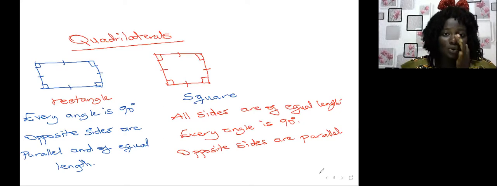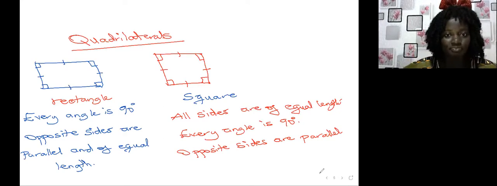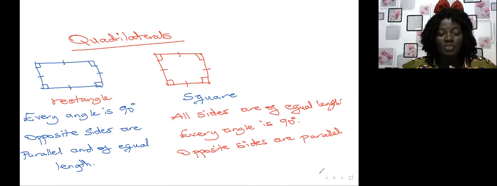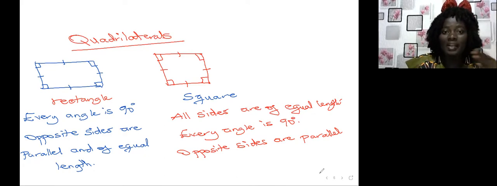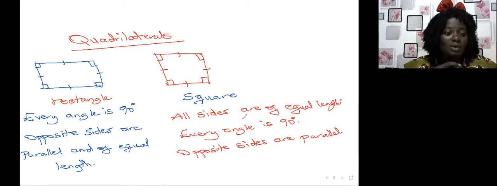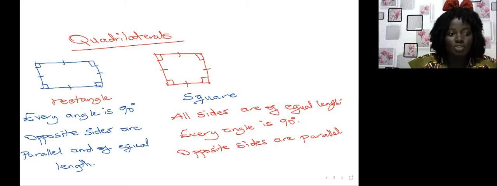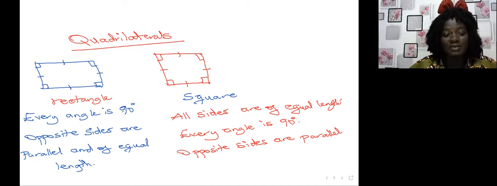Then we come to quadrilaterals. The examples we have are a rectangle, a square, and a parallelogram. Before we go to the others, let's look at a rectangle. For the rectangle, every angle is 90 degrees.